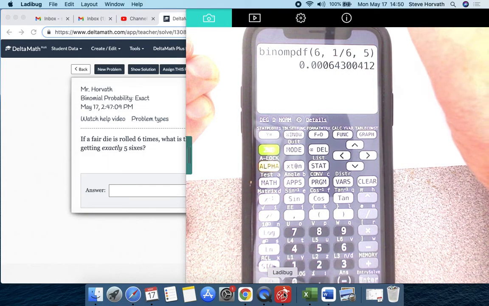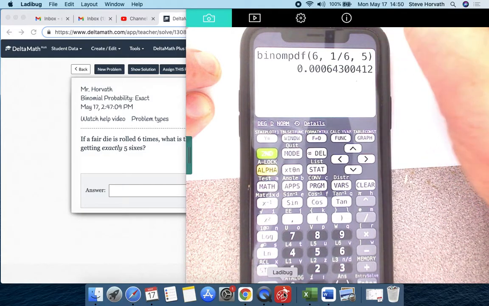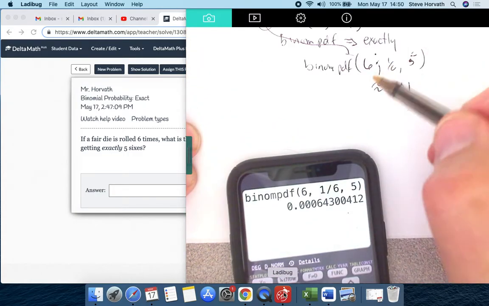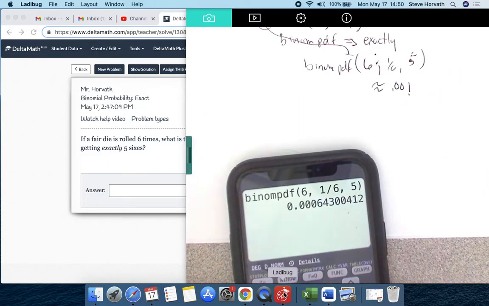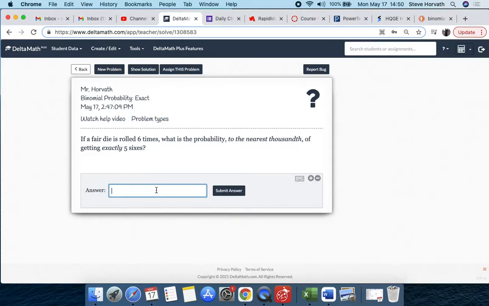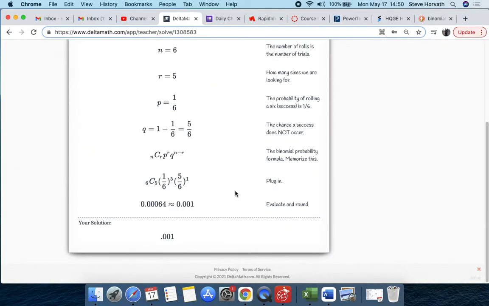0.001. Approximately 0.001. Round to the nearest thousandth, so let's try that. And of course this was a lot quicker. 0.001. Enter and we get a nice and easy answer. So this is a quicker way to do this type of problem.